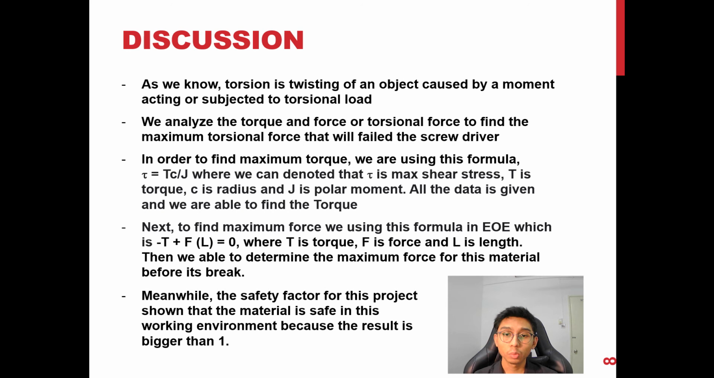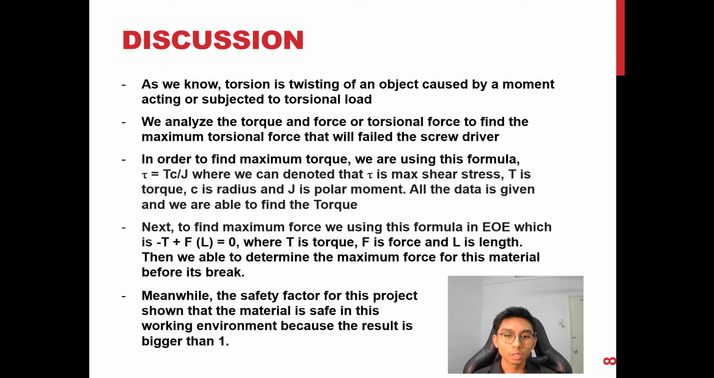For discussion, as we know, torsion is twisting of an object caused by a moment acting or subjected to torsional load. In our project, we analyze the torque and torsional force to find the maximum torsional force that will fail the screwdriver. In order to find maximum torque, we are using this formula, which is tau equal to Tc over J, where tau is max shear stress, T is torque, C is radius, and J is polar moment. All the data is given and we are able to find the torque.